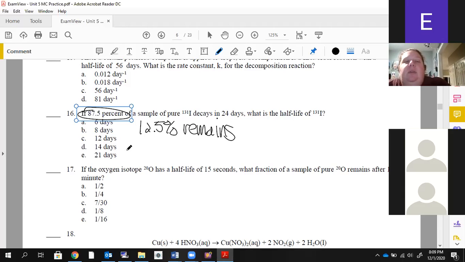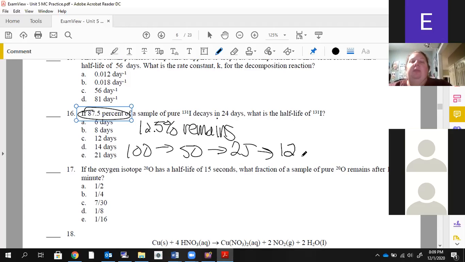So just like when we talked about the other half-life problem, if I start off with 100%, after 1 half-life, I'm going to go to 50%. After 2 half-lives, I'm going to go to 25%, and then I'm going to get to that 12.5%. So that means 3 half-lives have gone by. If that total took 24 days for 3 half-lives, then that means each half-life is going to be 8 days.